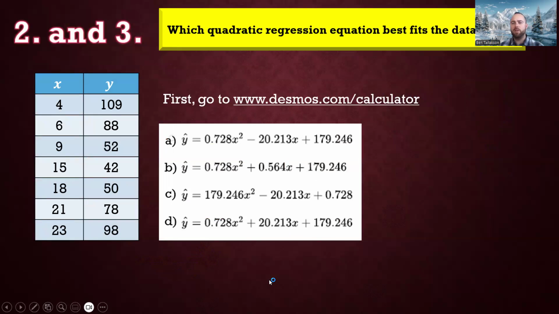Numbers 2 and 3 are going to be very, very similar. And they're going to ask you which quadratic regression equation best fits the data set. So the very first thing you need to do right now is go to desmos.com/calculator. Now that you're there, we're going to follow these steps to get this question answered.